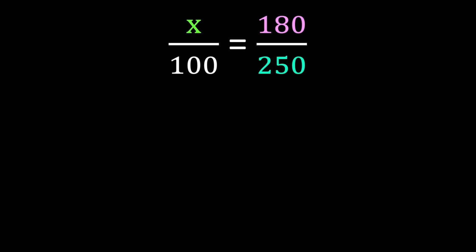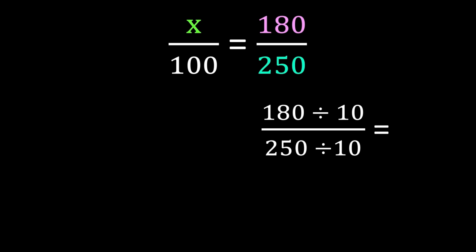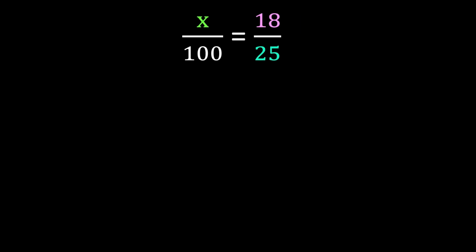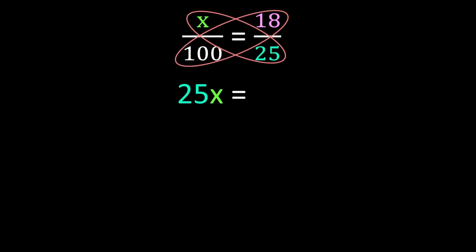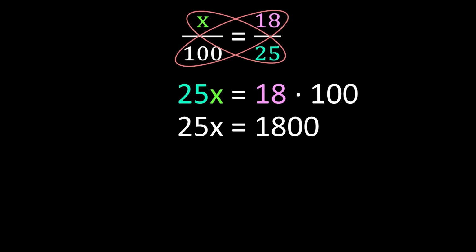And the first thing I see here is that my 180 over 250 can be simplified. So I'm going to start on that side. I can divide both the 180 and the 250 by 10, which will give me 18 over 25. So the first thing I'm going to do is simplify this proportion. And I'm going to have x over 100 equals 18 over 25. Now I'm ready to multiply 25 times x is 25x, and then on the right-hand side, I'll have 18 times 100, and 18 times 100 is 1800. So the equation I'll be solving is 25x equals 1800.